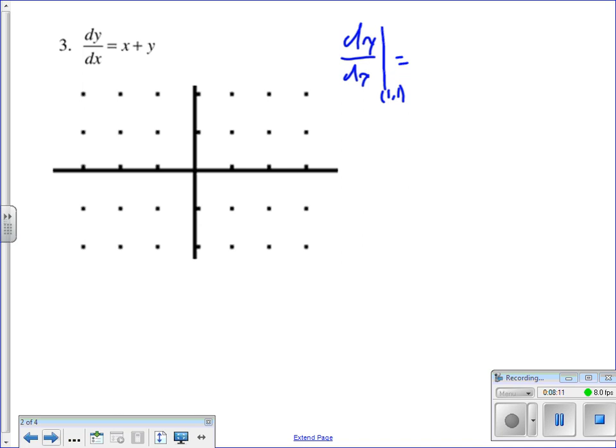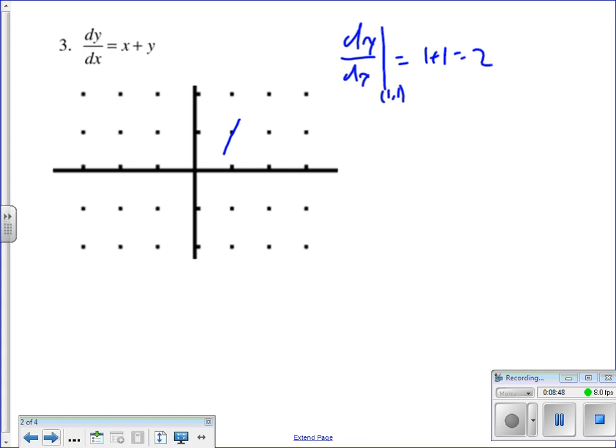Plug in 1, 1. 1 plus 1 is 2. So this one has a slope of 2. It's about like that. Gonna have to do a lot more of them. You're actually almost gonna have to do them all because it's not consistent. If it has x only, they're all gonna be the same vertically. If it has y only, they're gonna be all the same horizontally. If you have an x and y combination, yeah.